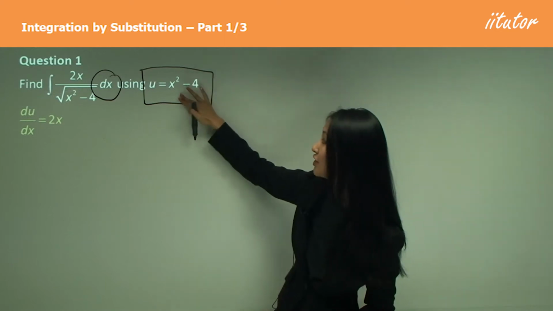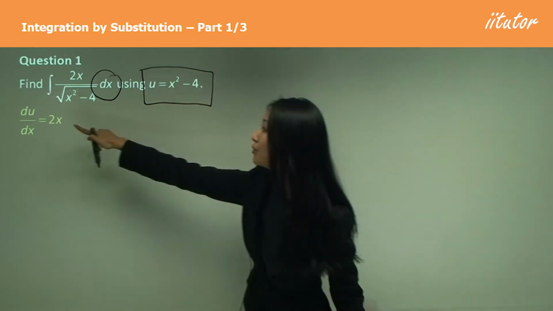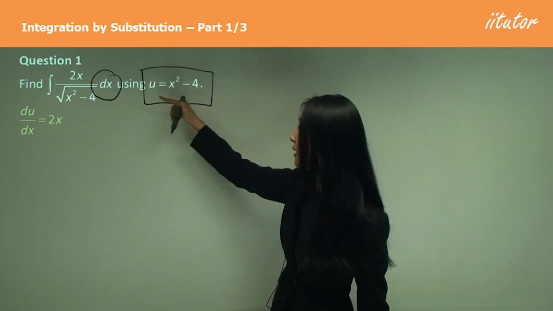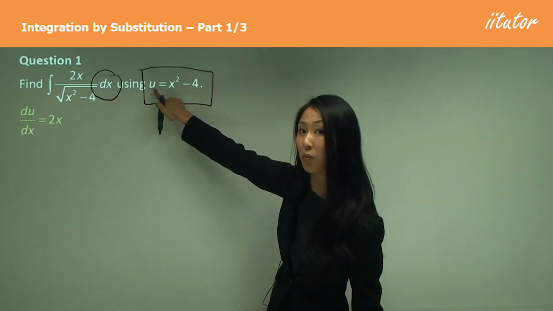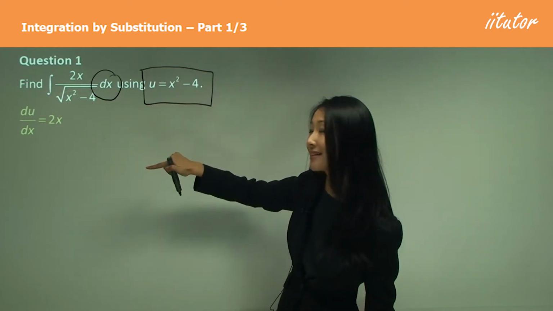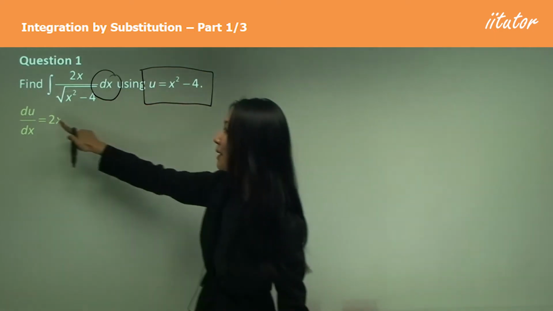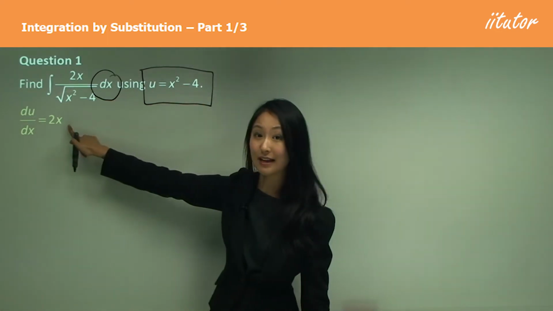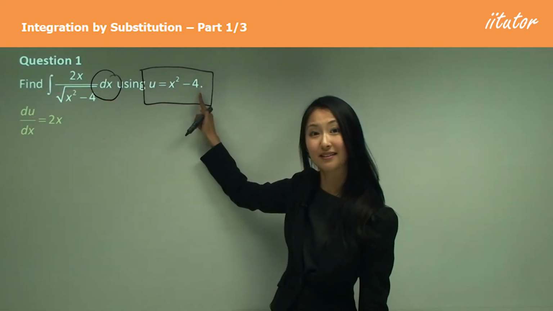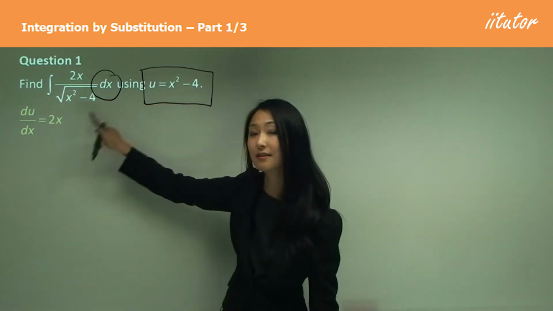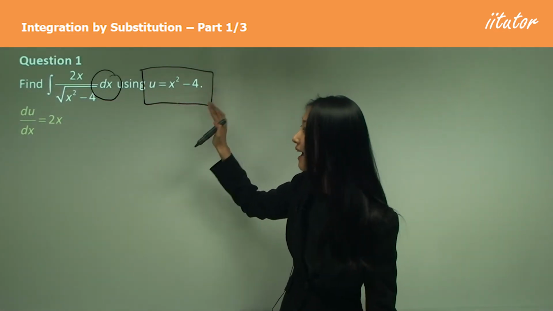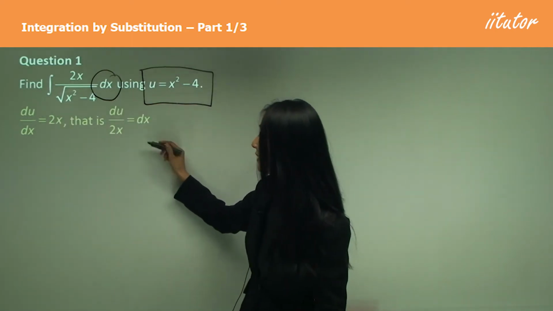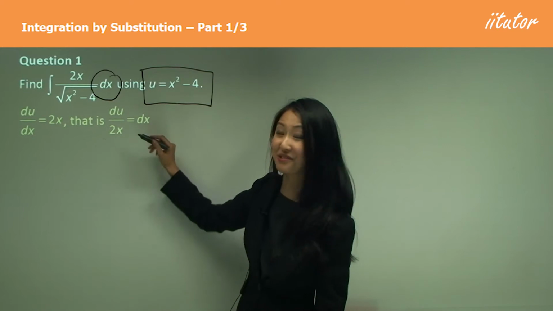And when you differentiate this, you get du on dx, right? Because remember, we differentiate, this is usually y, so you get dy on dx, but because it's u, that's why we have du on dx. Just take the 2 down, so you get 2x, and the 4 disappears, yeah? So can you see how we've gotten this from that? And now I just switch these two, yeah? So that is du on 2x equals dx.